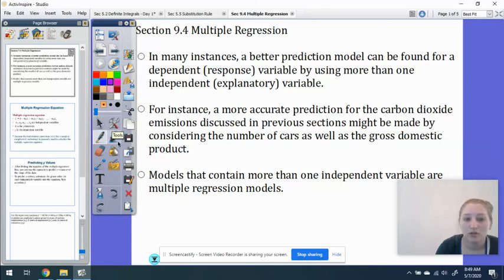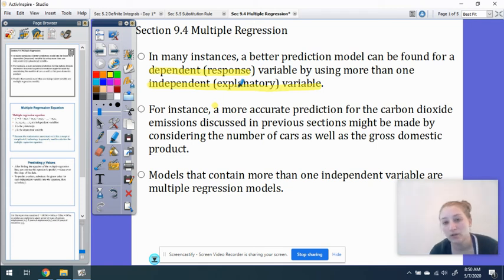Okay, so this video is for section 9.4, and we're going to be talking about using multiple regression. What this takes into account is that we have a dependent variable, and it is affected by more than one independent variable. A prime example of this is, let's say you are trying to lose weight. That would be your dependent variable: weight loss.